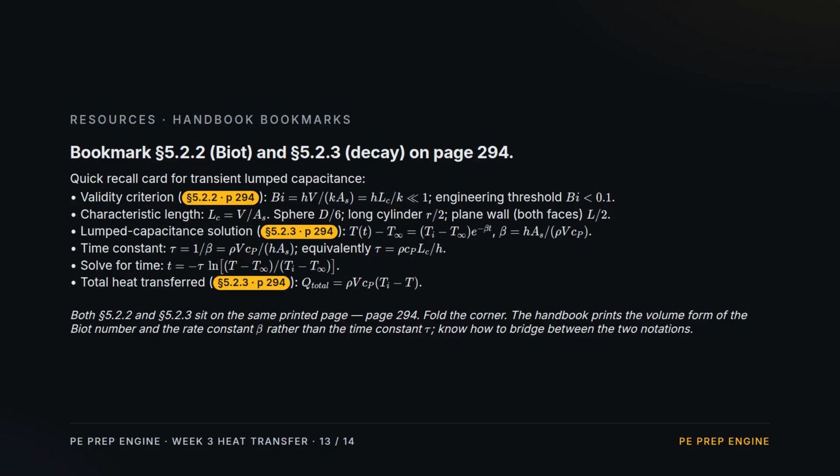Bookmark the page. The Biot number criterion and the exponential decay solution sit on the same page. One subtlety, the handbook prints the volume form hV over kAs, while most textbooks prefer hLc over k, they're identical. It also writes the rate constant beta instead of the time constant tau, tau being 1 over beta.